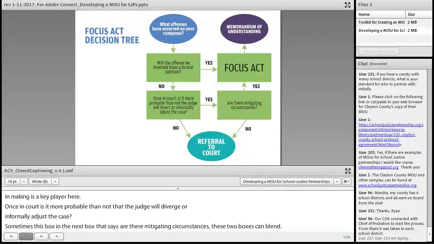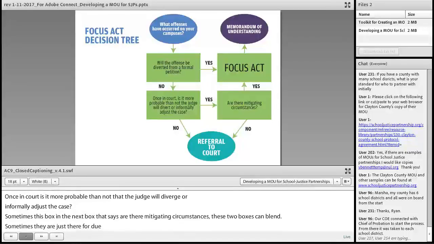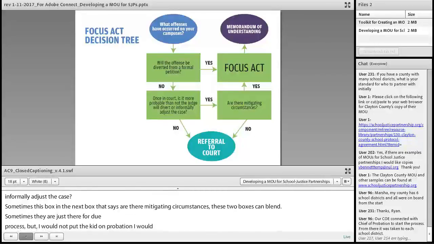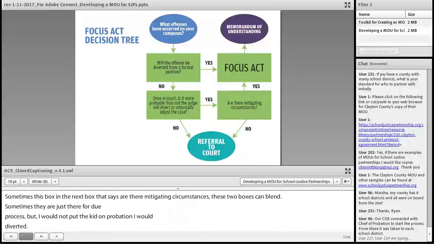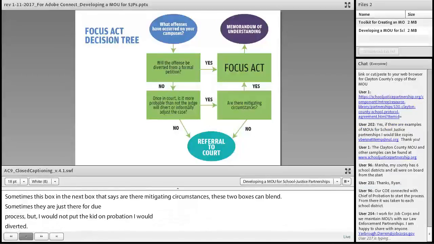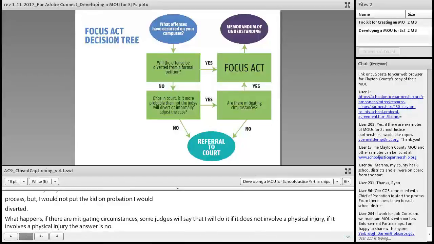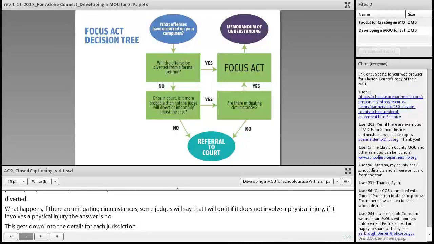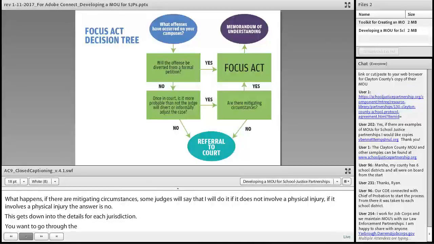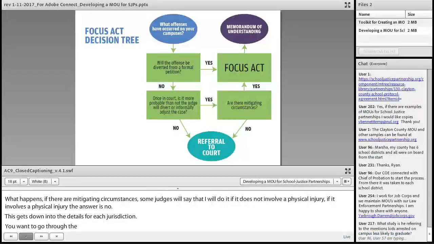I would not put the kid on probation. I would divert it. Now, what happens is, are there mitigating circumstances? That's where judges are saying, some judges will say, I will do it if it doesn't involve a physical injury. If it involves a physical injury, the answer is no. So that gets down into the details from jurisdiction to jurisdiction. But you want to go through that process, and depending upon the type of offense and any mitigating circumstances, because you can have some offenses where it depends on the circumstances, it will be diverted or not, will determine whether it goes into the focus act or it goes to the juvenile court.